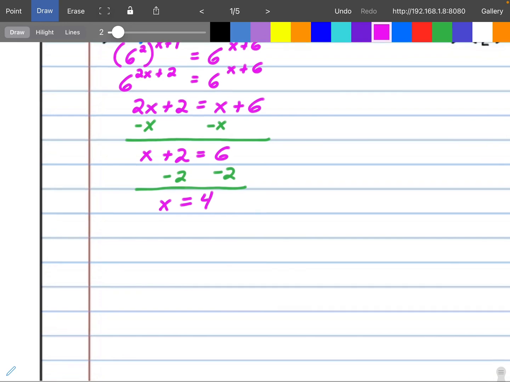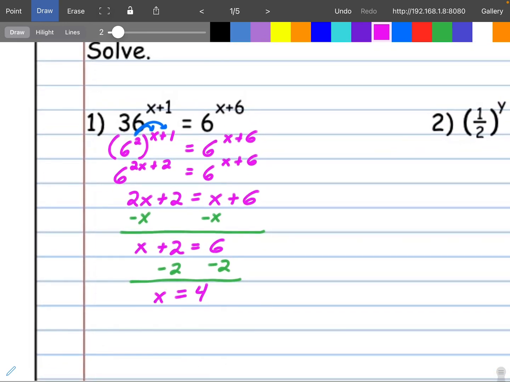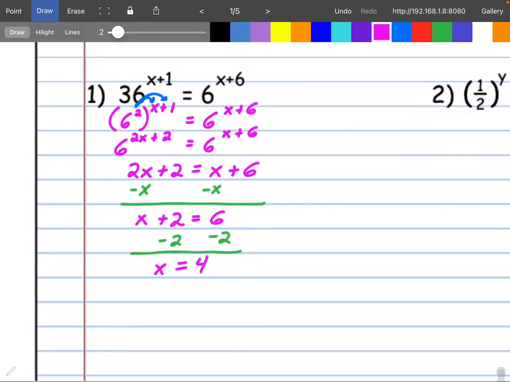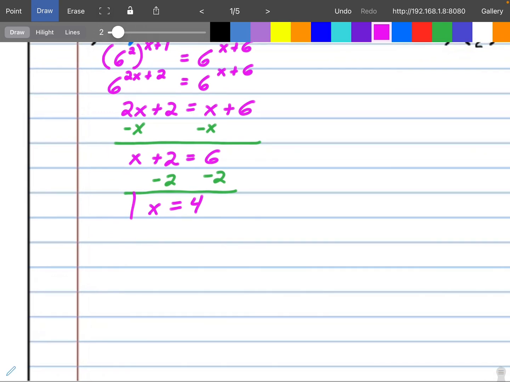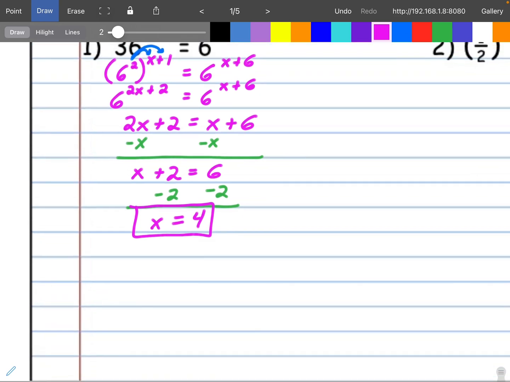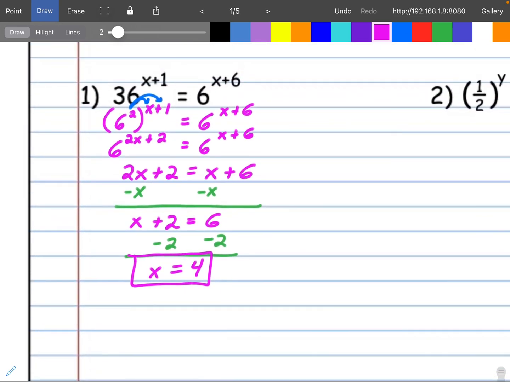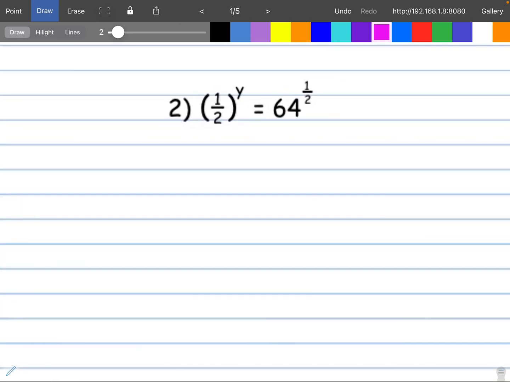Okay, now I can always plug this back into the original problem and see if it works. So if I have 36 to the 4 plus 1 power, that's 36 to the 5th power. You can put that in your calculator. And then the right side would be 6 to the 10th power, because 4 plus 6 is 10. You can put that in your calculator, and the two sides should be equal. So as long as they are, then that is your answer. All right, so that one was pretty easy, and like I said, it's very similar to what we did before. We just have a little bit more complicated exponents this time.